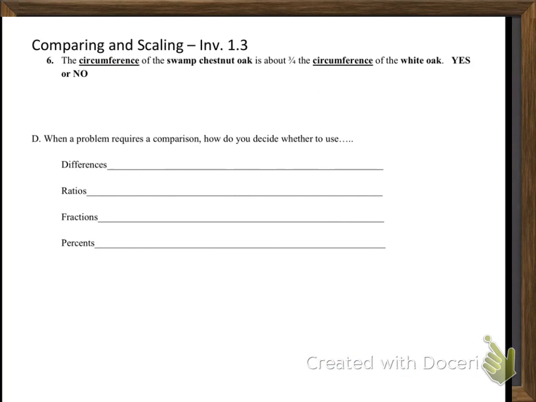Okay, for this last question, the circumference of a swamp chestnut oak is 3/4 the circumference of a white oak. Well, let's set this up. We have the swamp chestnut, and we have the white oak. Go ahead and make that into a fraction. What do we get? So, the swamp chestnut is 23 feet. The white oak is about 31 feet.